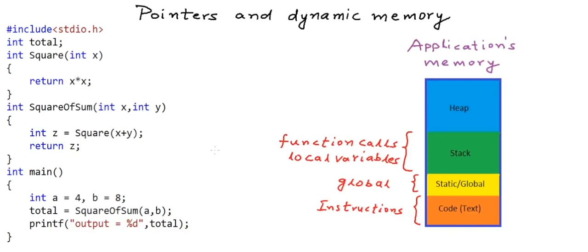I have a simple C program here. We have a function square that gives me the square of a number. We have another function square of sum that is given 2 arguments x and y, and it returns the square of x plus y. And in the main method I'm just calling this function square of sum, passing it 2 arguments a and b. Let us now see what happens in the memory when this program executes.